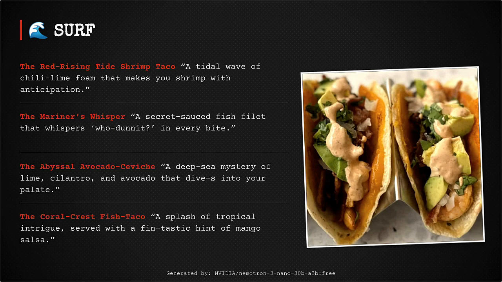Let's start with the surf options. These aquatic suspects make up 25% of the deck. First, we have the Red Rising Tide Shrimp Taco. It's a tidal wave of chili lime foam that makes you shrimp with anticipation. Next, the Mariner's Whisper, a secret sauced fish fillet that whispers "Who done it?"